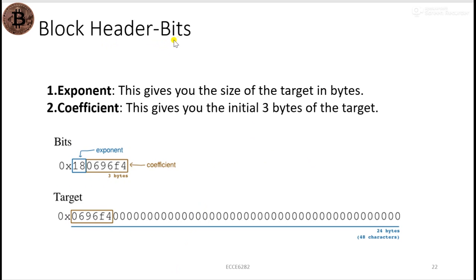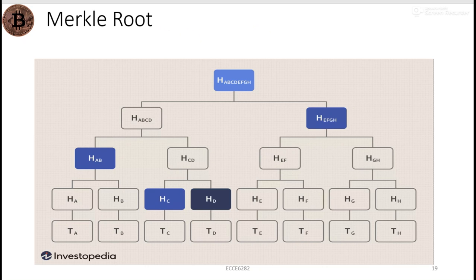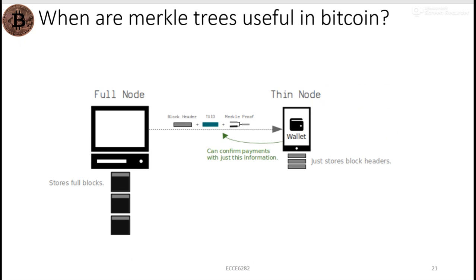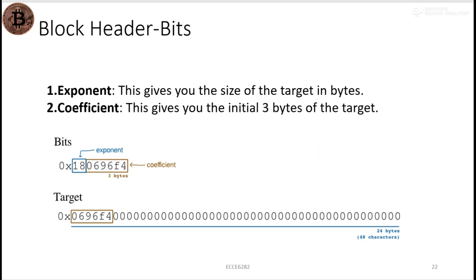Bits is one of the fields in the header of the block that we already discussed. If you look at the block header, there is one field named bits. Now what is there in the bits? The bits field is an important field which is related to the target value. We do not store the complete target value in the block header. Instead we store the compact form of the target in a special format called bits.